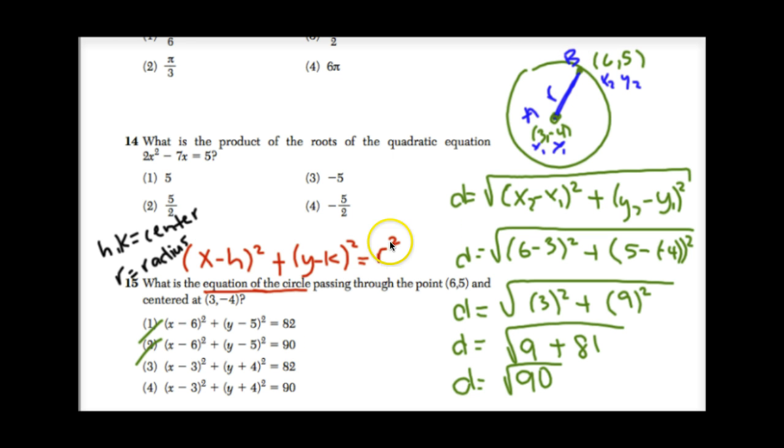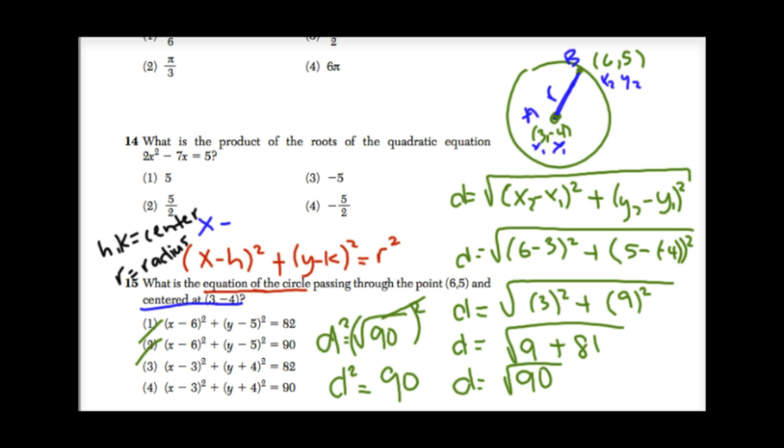But remember, our formula says it's r squared. They've broken down the r squared. So how do we find this distance squared? If I was to go ahead and square d, I will end up having the square root of 90 squared. And the radical and the square cancel, so d squared, which is the radius squared, is 90. So if I was to go ahead and just fill in my formula, this is my center. It's x minus 3 squared plus y plus 4 squared is equal to 90. And that will be my choice 4.